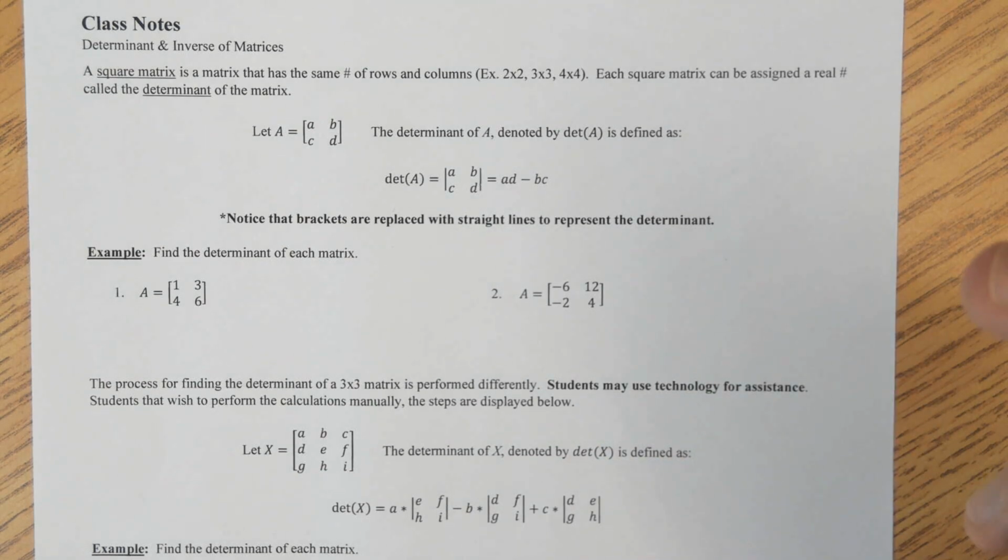All right, today we're going to be talking about determinants and inverses of matrices, okay? So just to start off, a square matrix is a matrix that has the same number of rows and columns: 2 by 2, 3 by 3, 4 by 4. Each square matrix can be assigned a real number called the determinant of the matrix.